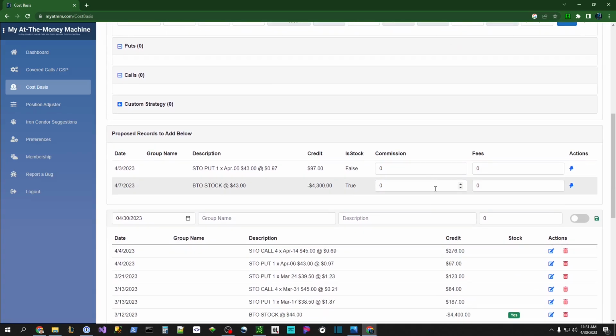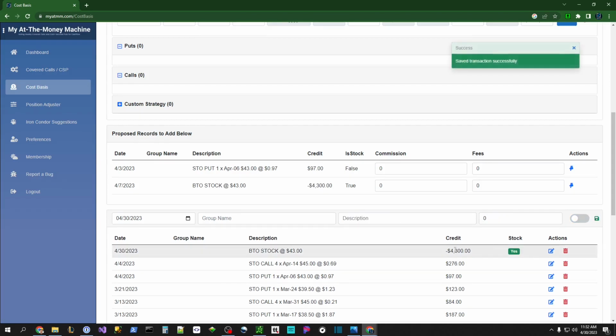Again, this is the demo account, so we're not tracking any commissions or fees. Granted, for a stock purchase, I believe at Ameritrade that's free to do. So it's straight up going to be the $4,300. Let's click this helper button to move the record down to prepare it to be added to the transaction history. Click save, and now that transaction has been retained in the transaction history down here.